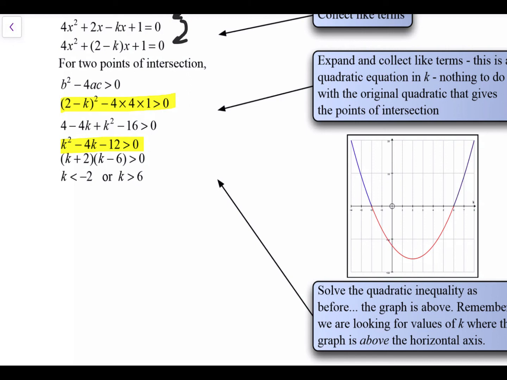And we want to know when is it greater than 0. So we're looking for the parts of the graph that are above the x-axis there. So we can see from the graph that the values less than -2 will be above the axis, and greater than 6 will be above the x-axis. So they're the values of k that we're looking for in this question.